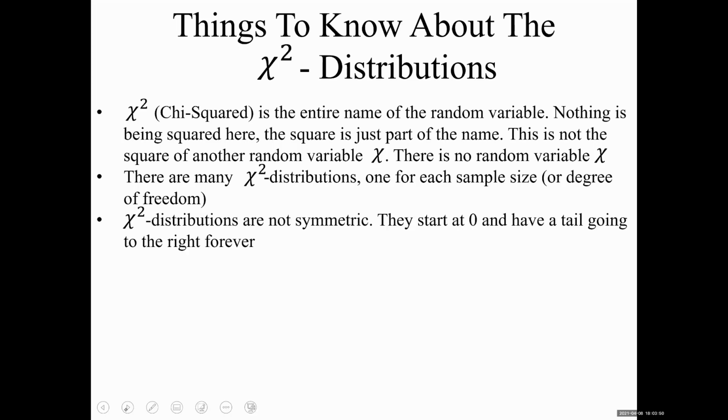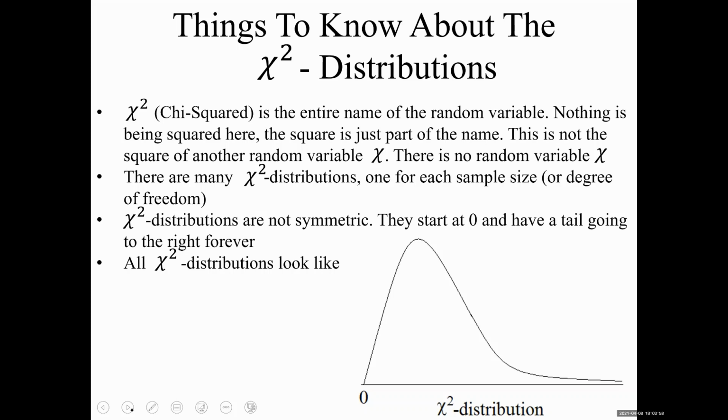And then here it says chi-square distributions are not symmetric. They start at 0 and have a tail going to the right forever. So the picture for a chi-square looks like this. Okay, so it doesn't look exactly like the z and the t distribution. It starts at 0. So if you go this way, there's no curve. It doesn't go like this. There's no curve over the negative numbers.